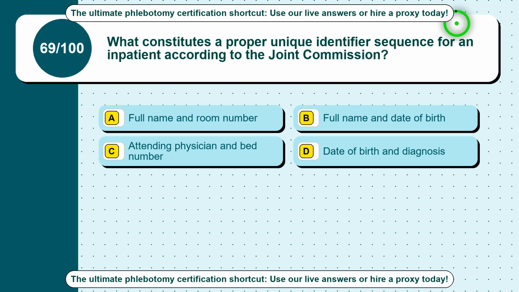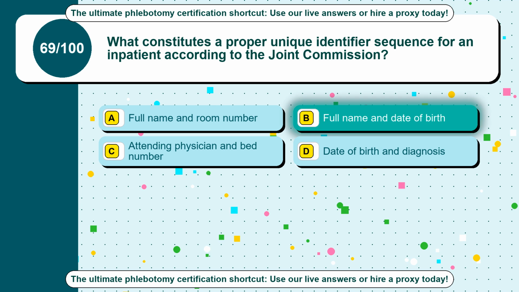Question 69. What constitutes a proper unique identifier sequence for an inpatient according to the Joint Commission? Option A. Full name and room number. Option B. Full name and date of birth. Option C. Attending physician and bed number. Option D. Date of birth and diagnosis. The correct answer is option B.